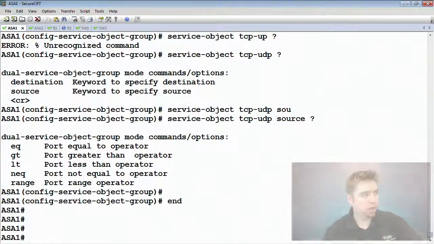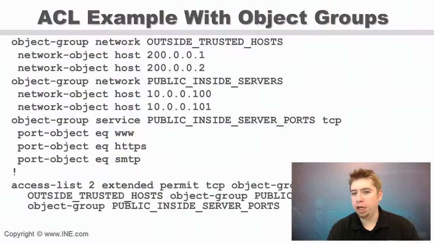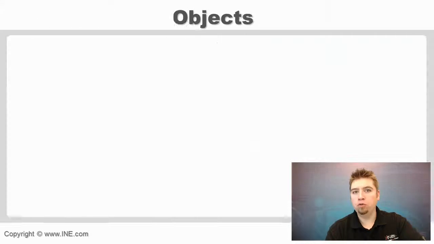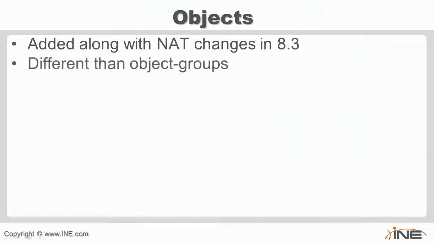I don't want to spend too much time on that because the real key that I wanted to talk about here was the change in this particular version to move away from object groups and to move to what is defined as the objects. Now, the difference between the object group and the objects is that the object is now introduced with the NAT changes that happened in 8.3. Okay, so it's not the same thing as an object group.